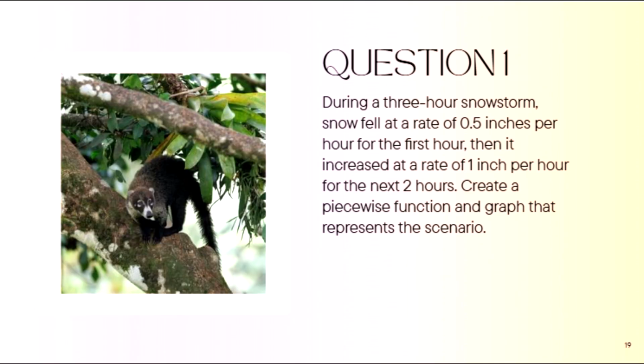Here's question number 1. During a 3-hour snowstorm, snow fell at a rate of ½ inch per hour for the first hour. Then it increased at a rate of 1 inch per hour for the next 2 hours. Create a piecewise function and graph that represent the scenario. Okay, this one is all you. So go do your best, come back, and we'll see if I am smart enough to do this or not.